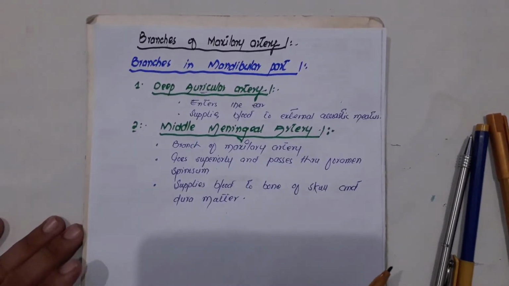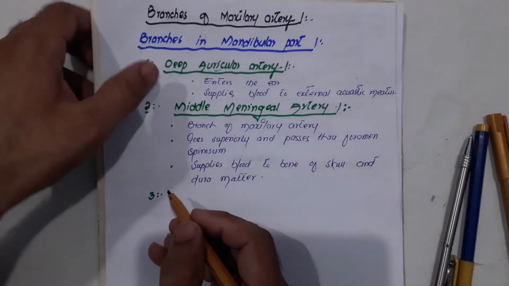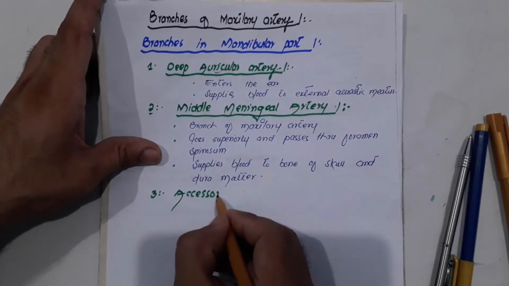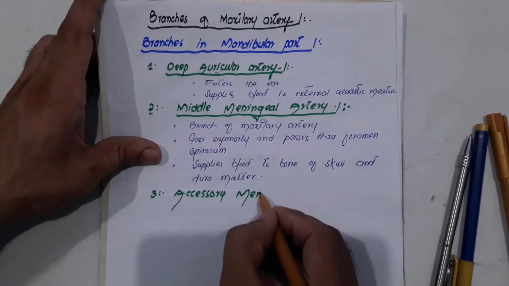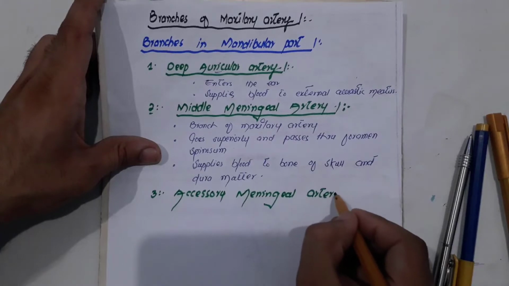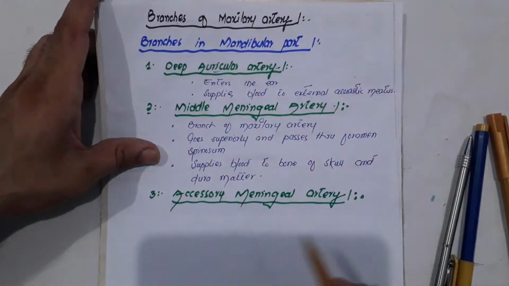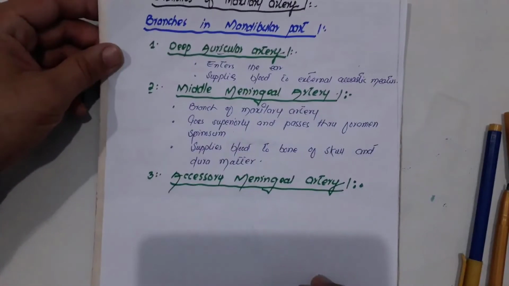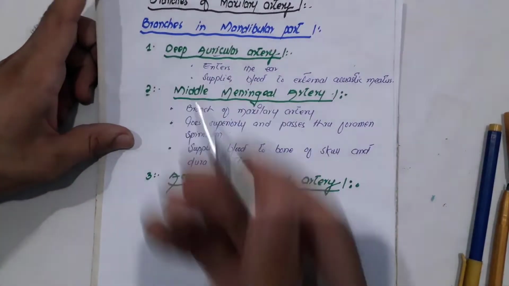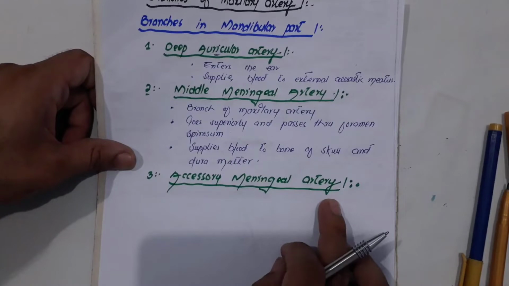Clear friends? Then there is the third branch, the most important branch, the accessory meningeal artery. You shouldn't be intense, friends, because I will show you all these branches in a very simplified diagram. You will love that diagram and you will soon be clear about the branches of the maxillary artery. So then there is the accessory meningeal artery.